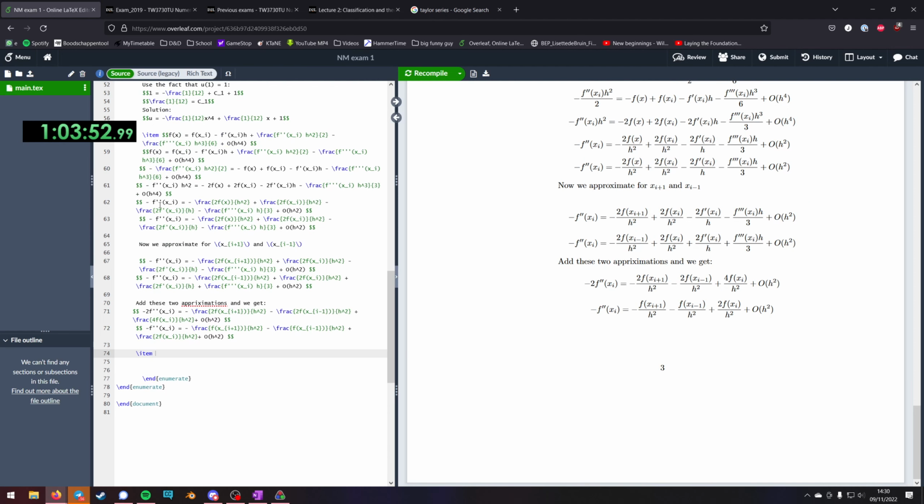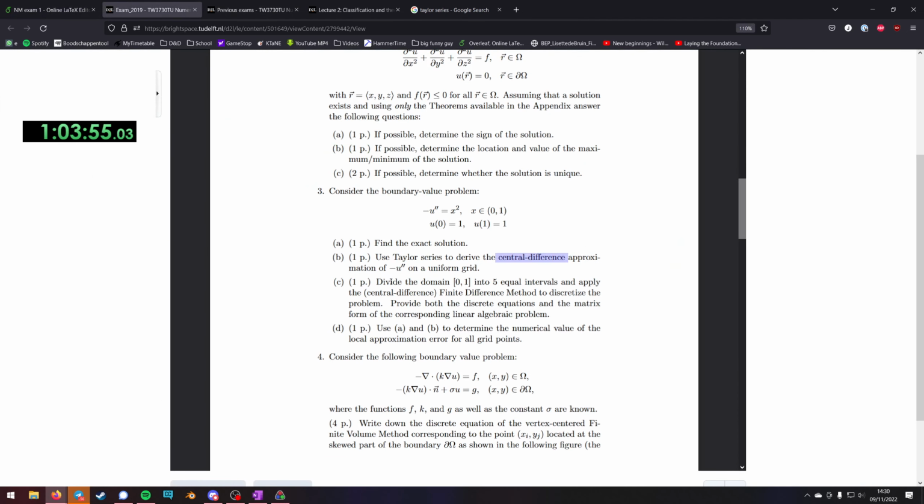Okay, lovely. Divide them into 5 equal intervals, discretize them, and provide most of the discrete equations in the matrix form of the linear algebraic problem. Okay, so first I'm gonna just write down all the x's. So x goes from 0 to 1, both exclusive.